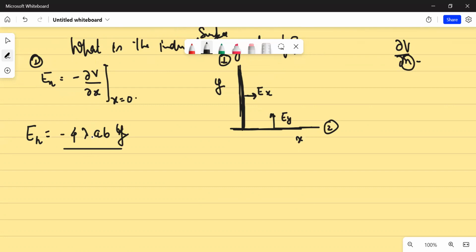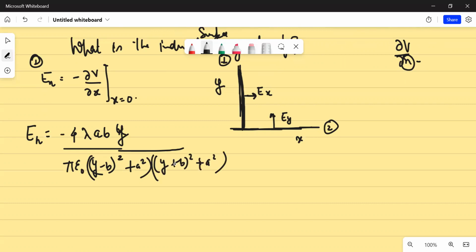Minus 4 lambda aby divided by pi epsilon naught, into y minus b whole square plus a square, into y plus b whole square plus a square. Is that clear? And this entire thing should be equal to sigma upon epsilon.